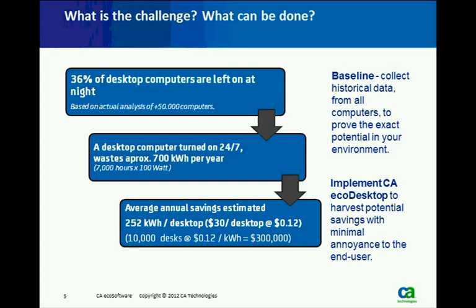So the fact that you're going to get about $30 a desktop per year in savings, and currently the list price for CA ecoDesktop is $25, your payback is less than 1 year. So most IT projects, when you take them to finance with a payback of less than 1 year, get approved very quickly, and ecoDesktop is a great way to save money and help the planet.